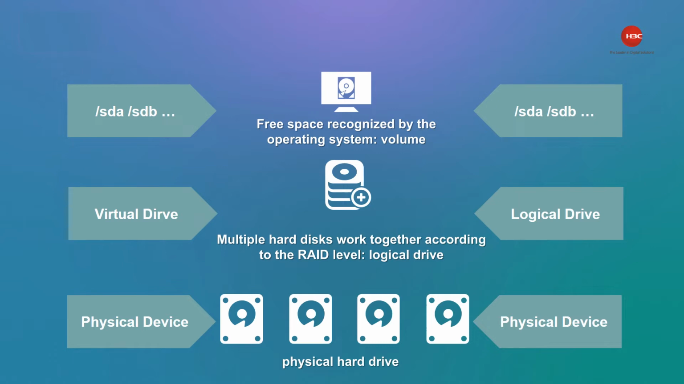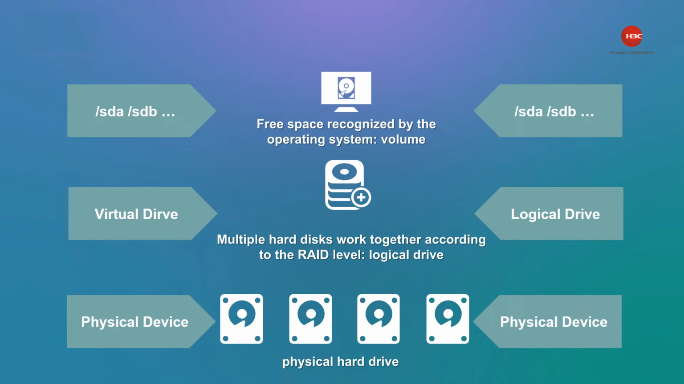The logical drive is recognized by the operating system. During the recognition process, the OS only scans the space that can be used to store data. It does not care how many physical hard disks this space consists of. The operating system calls it a volume. Therefore, the volume is a storage space seen from the perspective of the operating system. If it is a Linux system, it will generally be recognized as sda, sdb, etc. If it is a Windows system, it will be recognized as C, D, E, or another drive name.